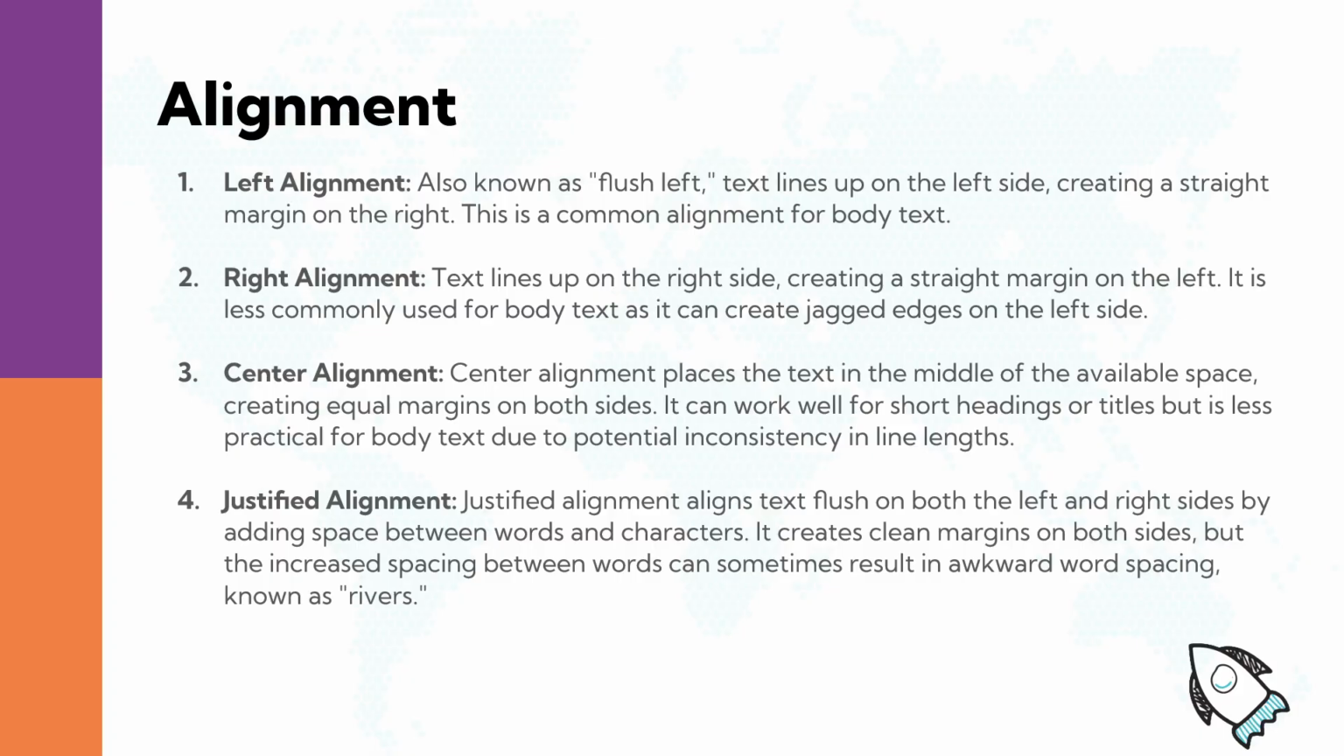And then we have justified alignment, which aligns text on both the left and the right sides by adding spacing between words and characters. So we use justified alignment if you want to create clean margins on both the left and the right.